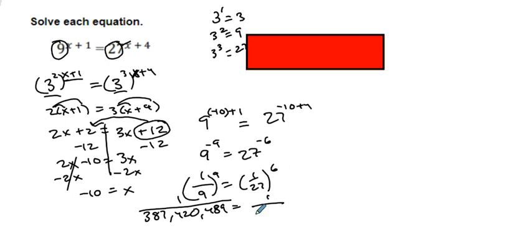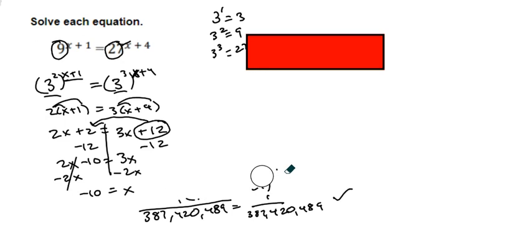And it is, right? It's our lucky day. 387, 420, 489. So these equal each other, and we're in good shape, and life is good. All right? So it's just a matter of figuring out, okay, is there a base I can simplify these both down to where they're going to be the same? So that's kind of the idea of what you're after here.